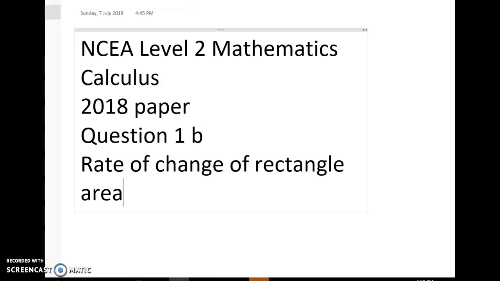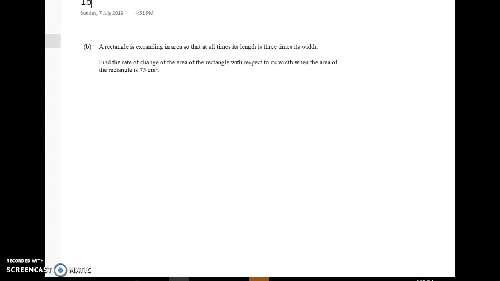Here's question 1B from last year's paper. Now this one's a little bit harder than 1A. It's a merit question, and if you're watching this when I've just published it, we actually haven't done this in class yet. But if you watch, you'll probably pick up the idea.